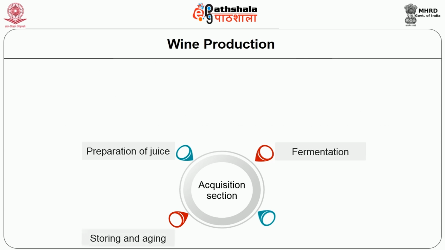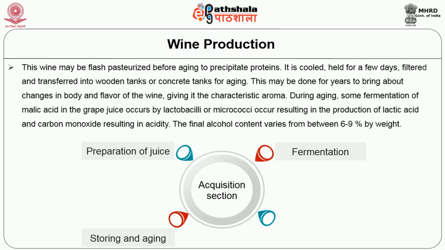And third is the storing and aging. This wine may be flash pasteurized before aging to precipitate proteins. It is cooled, held for a few days, filtered and transferred into wooden tanks or concrete tanks for aging. This may be done for years to bring about changes in body and flavor of the wine, giving it the characteristic aroma. During aging, some fermentation of malic acid in the grape juice occurs by lactobacilli or micrococci, resulting in the production of lactic acid and carbon dioxide, which may result in acidity. The final alcohol content varies from between 6 to 9% by weight.